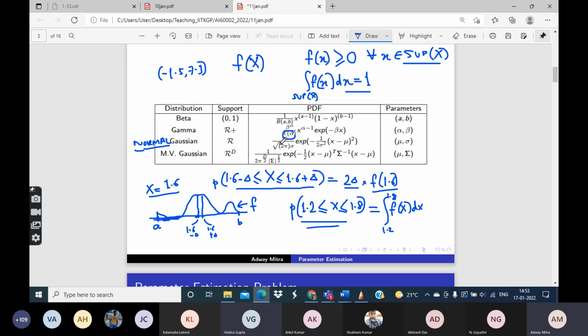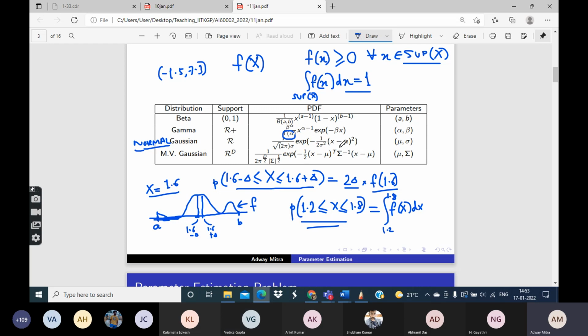Okay, and you may try out sometime to work out that if you integrate this from minus infinity to plus infinity, you will still get 1, which indicates that this is a valid PDF.